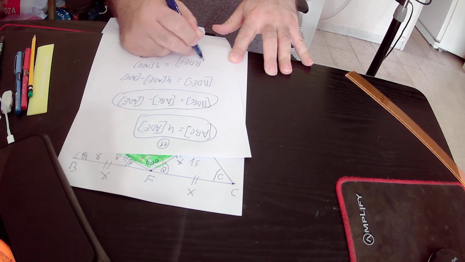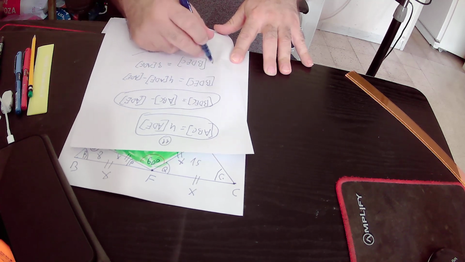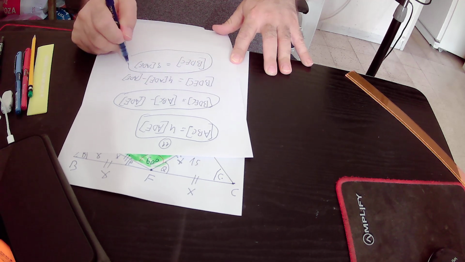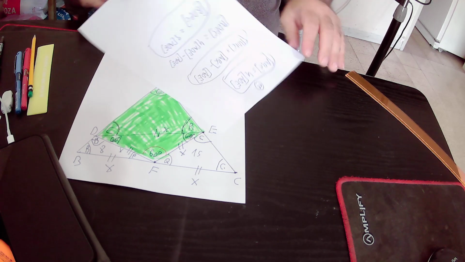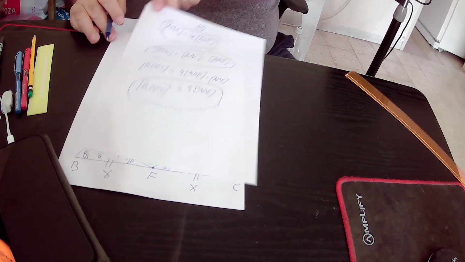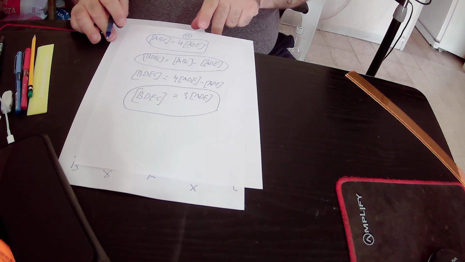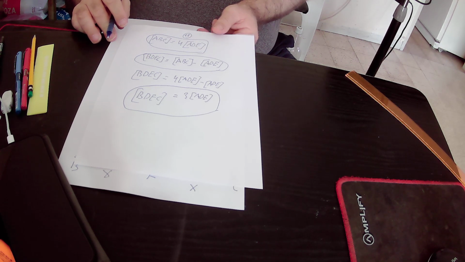Okay? Again, the area of quadrilateral BDEC equals 3 times the area of triangle ADE, and we already found out that the area of triangle ABC equals 4 times the area of triangle ADE. Okay?